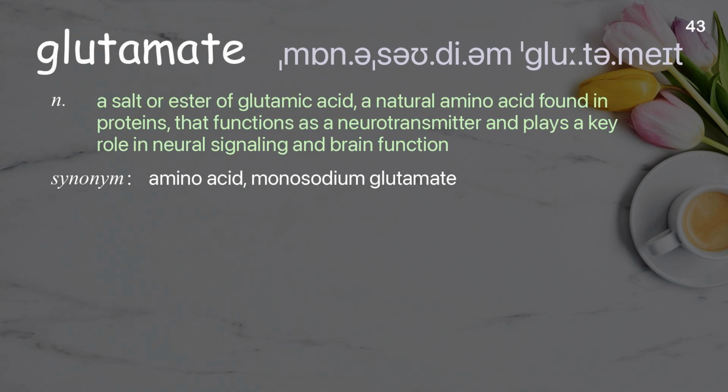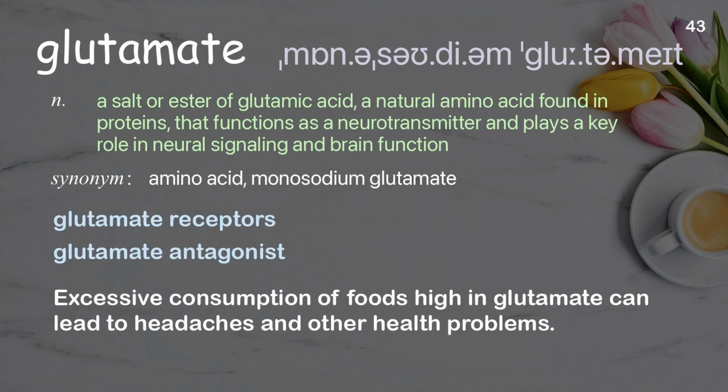Glutamate. A salt or ester of glutamic acid, a natural amino acid found in proteins, that functions as a neurotransmitter and plays a key role in neural signaling and brain function. Examples: glutamate receptors, glutamate antagonist. Excessive consumption of foods high in glutamate can lead to headaches and other health problems.